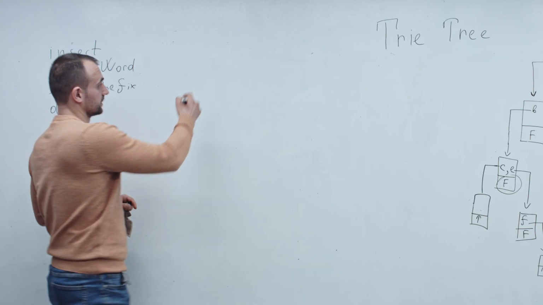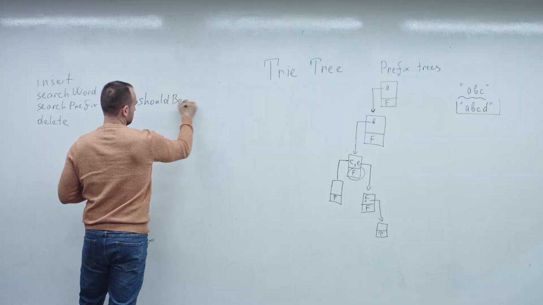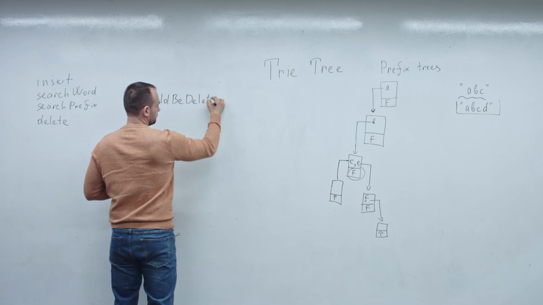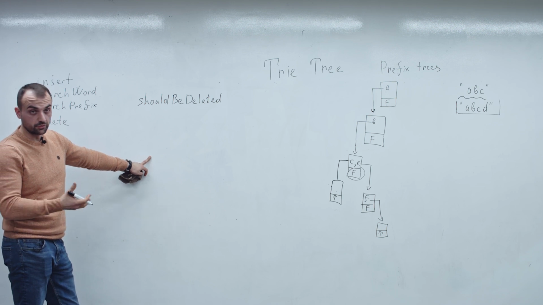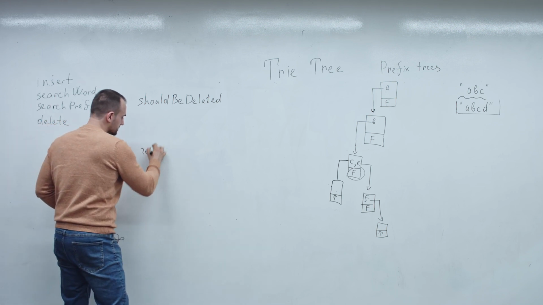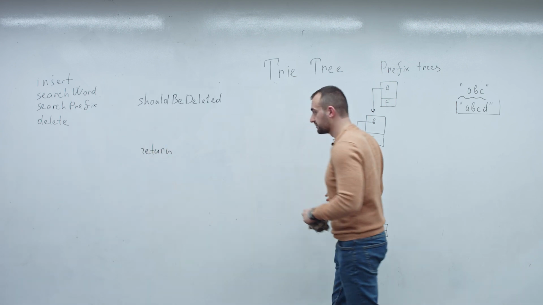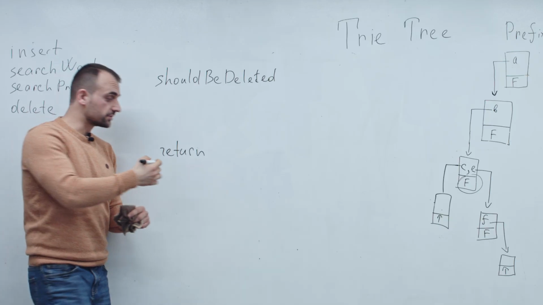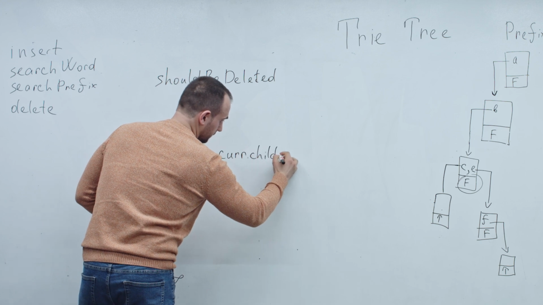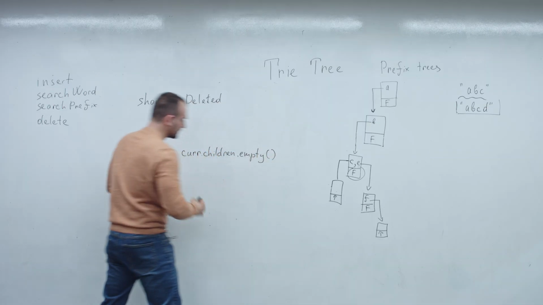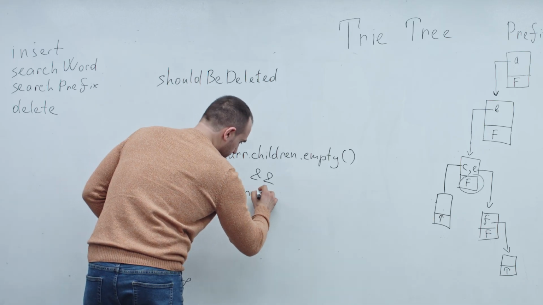And you can actually create a variable like should_be_deleted, which will be initialized with a return statement in the post order. And your return statement here should be not only if the children of the current node are empty. So you should return true if the current children is empty and your current is not a word.